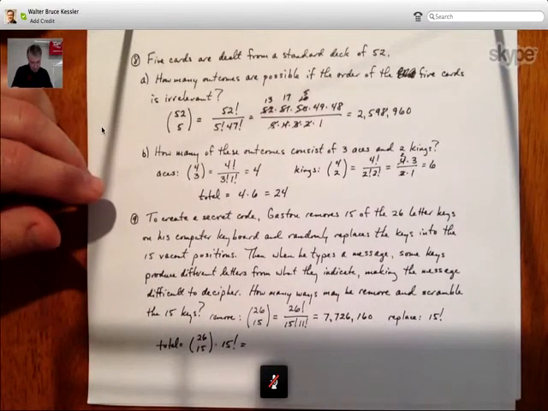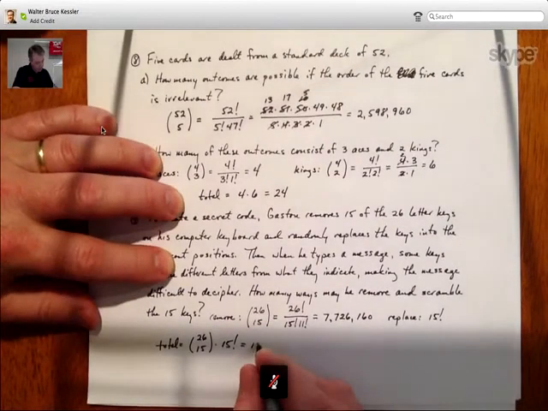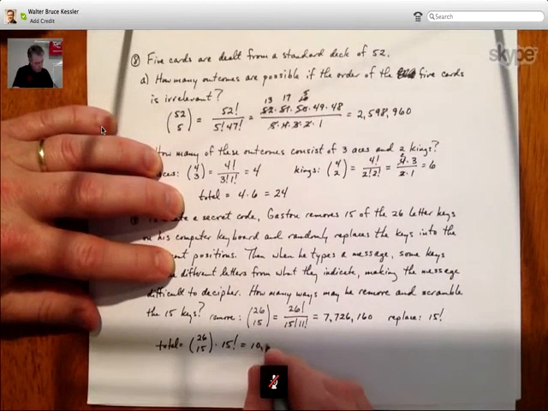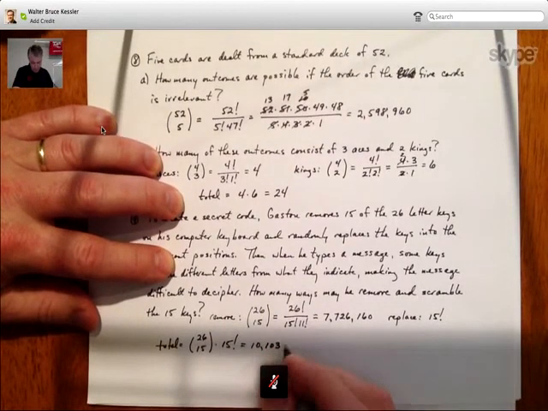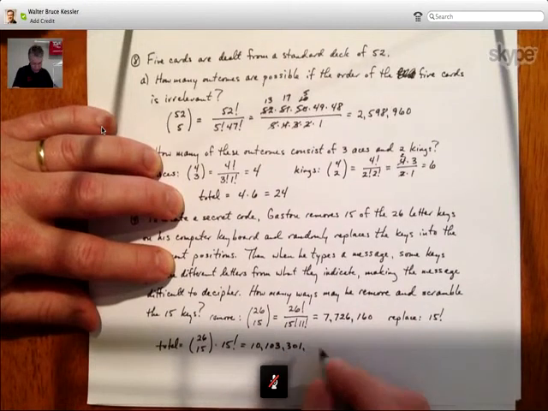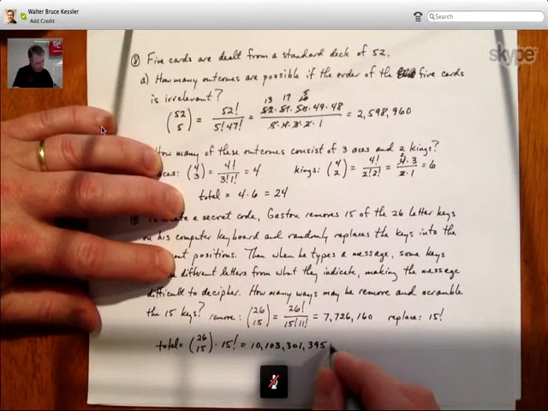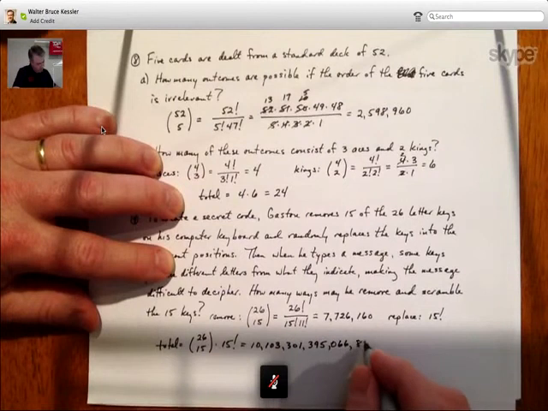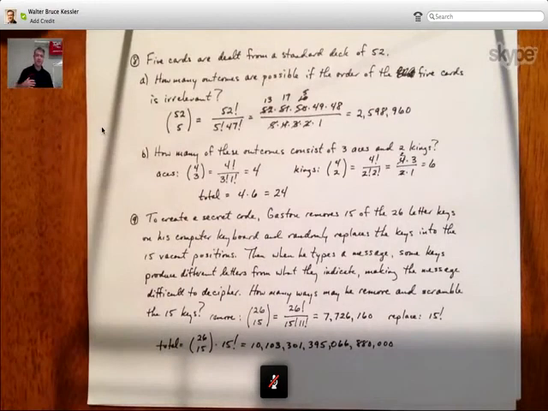Let's see, million, billion, trillion, quadrillion, quintillion, I think is the way. So 10 quintillion, 103 quadrillion, 301 trillion, 395 billion, 66,880,000 different ways to do that. That's a great big number.